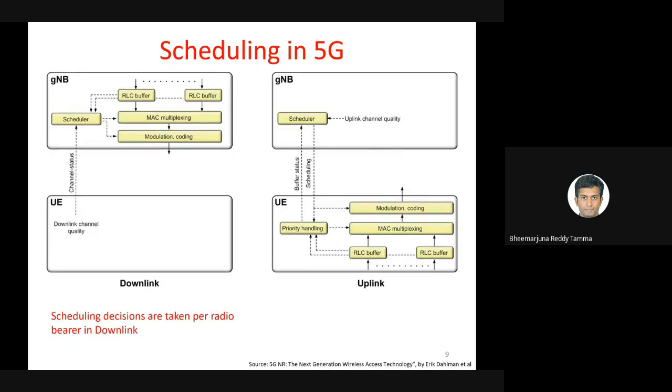Let's look at the scheduling that is done both in downlink and uplink. Let's look at the left-hand side illustration first. You should be able to appreciate what scheduling does by looking at these two pictures very closely. Look at what the base station is doing at the top and what the user equipment is doing at the bottom. If you look very carefully, each user equipment is sending its downlink channel quality.